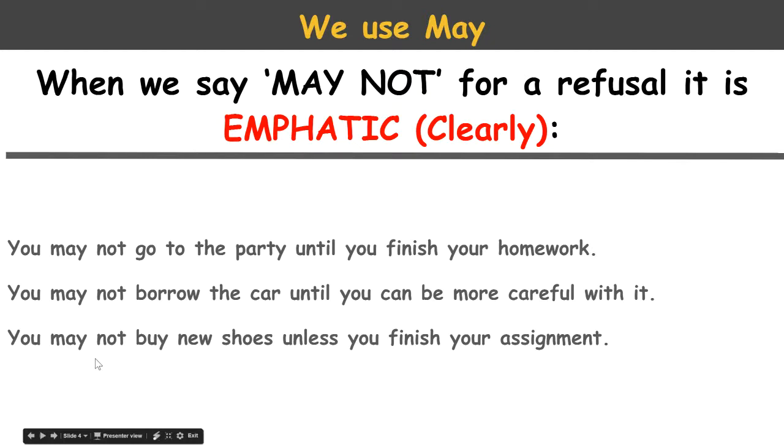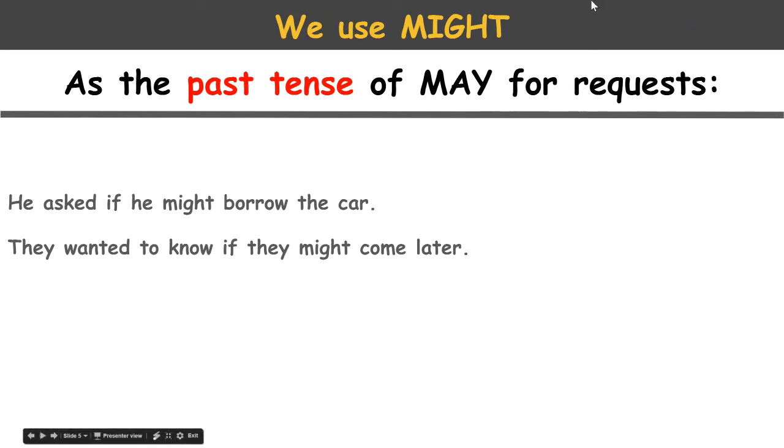Next example, your little brother says, hey, listen, brother, may I buy new shoes, please? Can you give me some money? And you're like, hey, you may not buy new shoes unless you finish your assignment. So clearly, you are not getting shoes if you do not finish your assignment. So when you say you may not do it, that means you refuse it clearly. So that's it. You may not get it. No discussion.